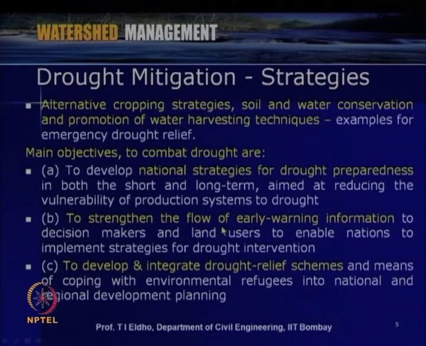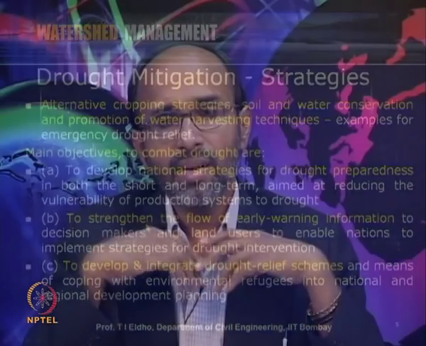Then the second one is to strengthen the flow of early warning information to decision makers and land users to enable nations to implement strategies for drought interventions. If we can come up with early warning systems a few months in advance, then the decision makers or policy makers can make decisions that will be very useful in terms of availability of food, water, or any other measures. The owners of the land, especially where agriculture is concerned, can go for appropriate interventions so that the crops can be saved. So if land users get appropriate warnings, they can strengthen their drought-related measures.